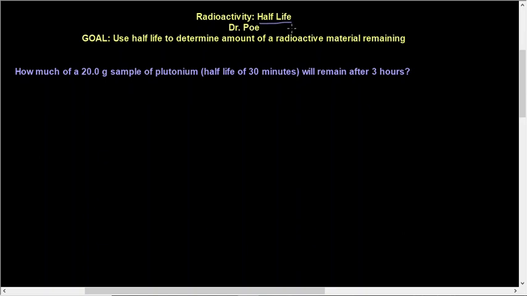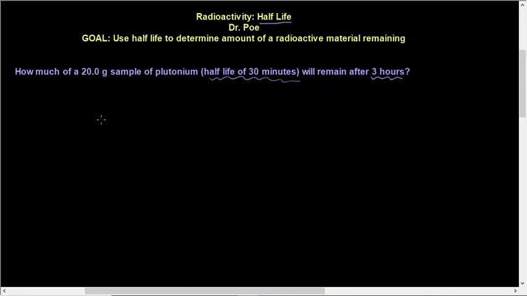Rather, it's the amount of time it takes for half of whatever sample you have to completely decay. That's what half-life means. Half of it's gone. How long did that take? Each one of these radioactive materials has a different half-life. In this example, we're looking at a 20-gram sample of plutonium given a half-life of 30 minutes. So after 30 minutes, half of it's gone. How much is left after 3 hours?